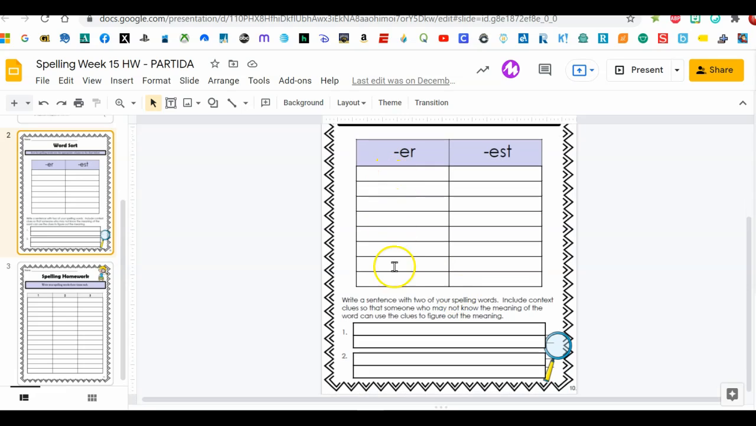Okay. Write all the words that end in ER. Okay. Or go on the left column. All the words that end in EST go on the right, and then write 2 sentences. Okay. I'll give you about 5 to 10 minutes. Okay. We're gonna be working on this packet the whole week.